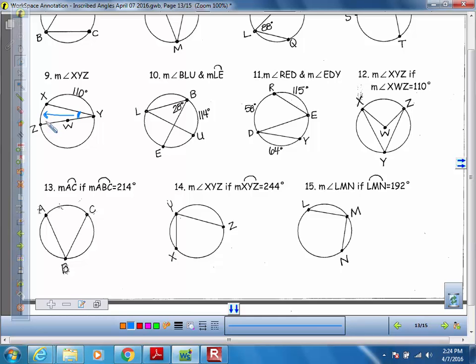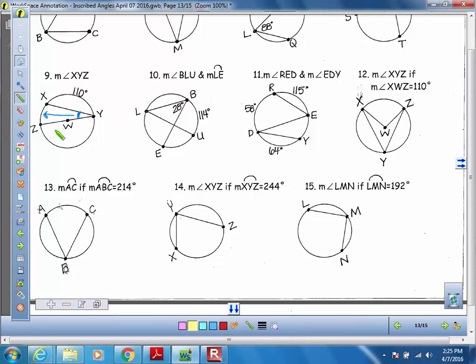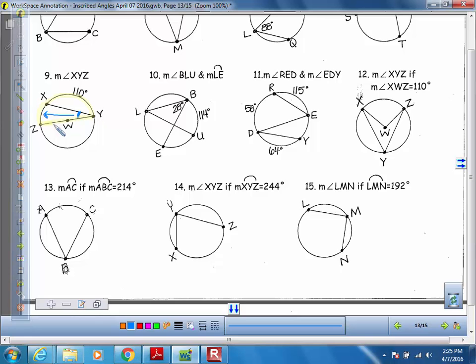Since ZXY, W is a semicircle, half, it goes to 180, and then you do 180 minus 110. Very good. So this is a semicircle. We can do 110 subtracted from 180 to find what's left for this, and that is 70. Now to find that angle, what would I have to do to 70? Divide by 2. So our answer would be 35 degrees.